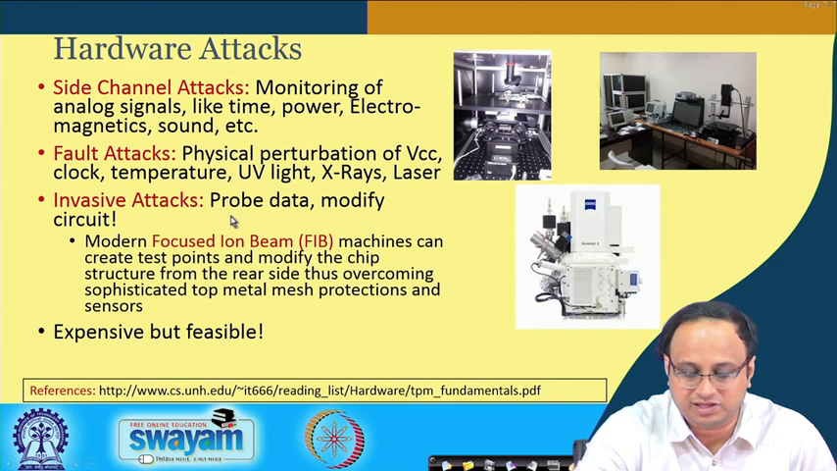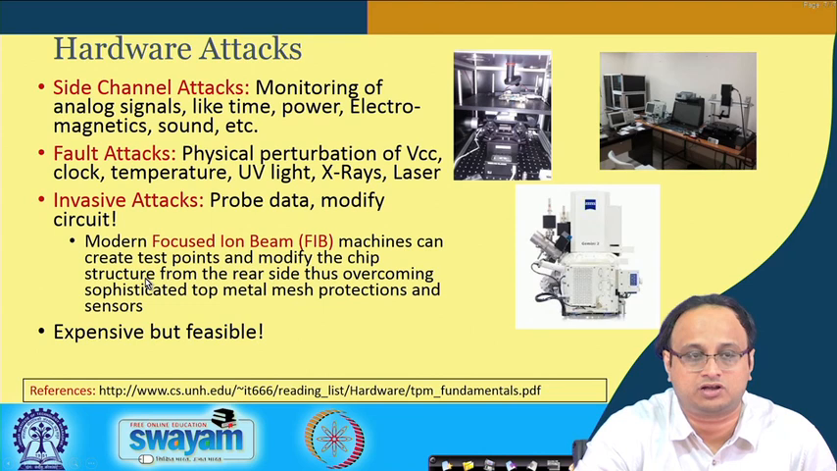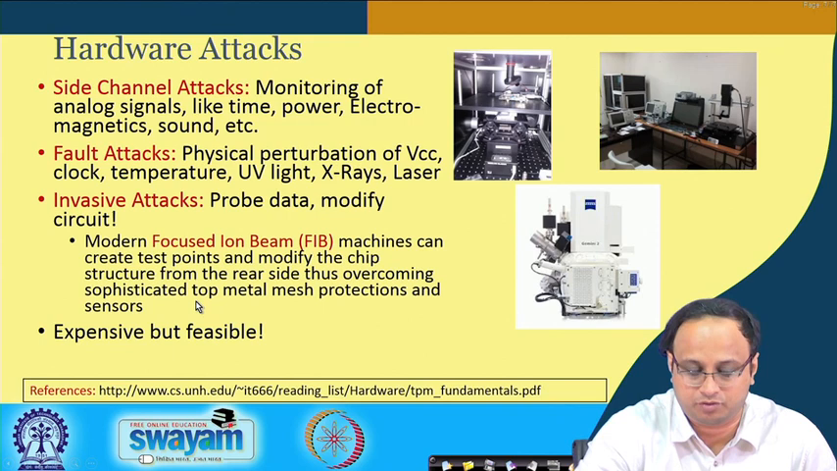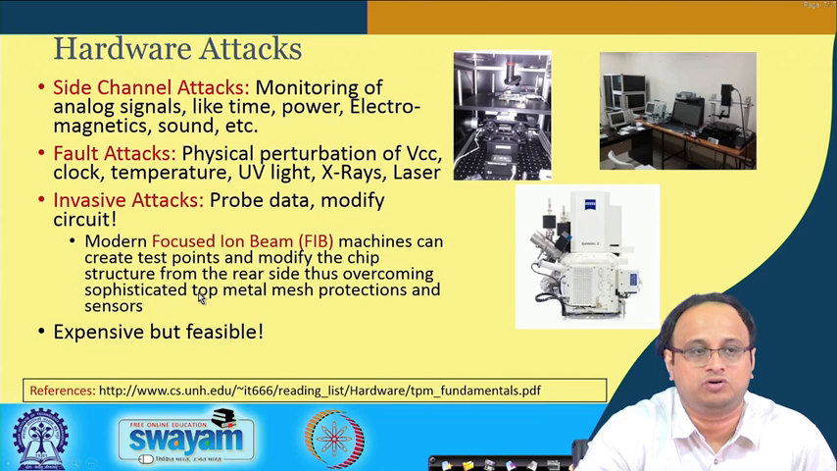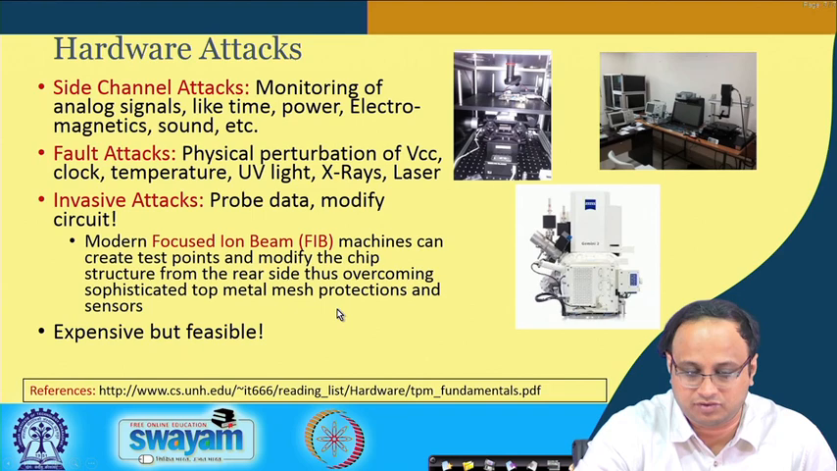Likewise, you can also do invasive attacks, where you probe data and modify the circuit. In this context, there is a technology called focused ion beam, or FIB, which can create test points and even modify the chip structure from the rear side of the chip, and thus overcome sophisticated top metal mesh protections and sensors. You may have mesh protections and protections against attacks in the top layer, but the attack takes place from the rear side. These are extremely sensitive and powerful equipments, which are expensive, no doubt, but definitely feasible. Therefore, we need to take care of these kinds of hardware attacks when designing our secure systems.